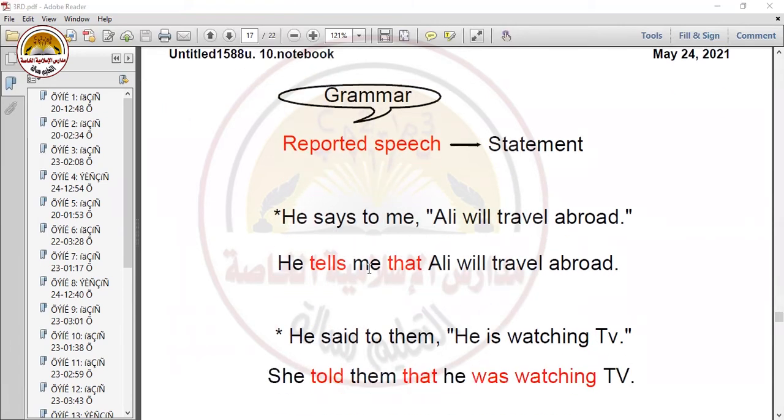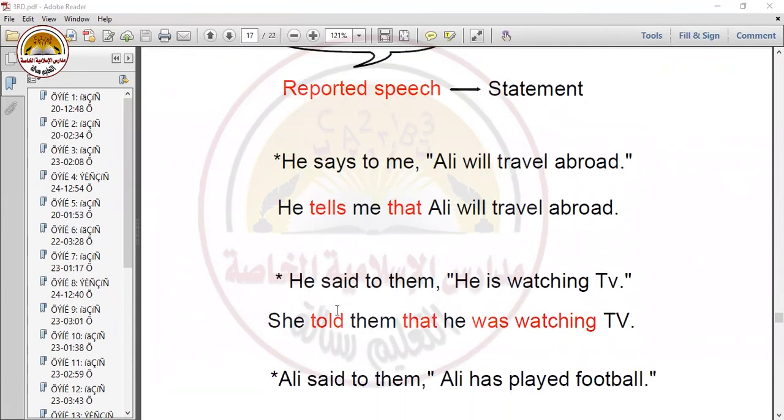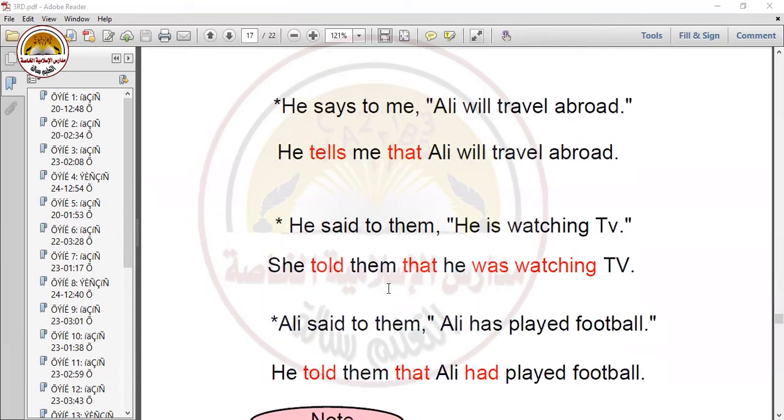This is in the statement. If you have a pronoun, you can change it, or some words we will change. So look at this: he said to them, "He is watching TV." Said to changed to told. That he is watching changed to was watching. Why? ليه غيرتها؟ Yes, because the reporting verb said to is in the past. موجودة في الماضي. Okay? Said to is in the past, so we changed the tense. The tense goes one step further back into the past. The present continuous becomes the past continuous.